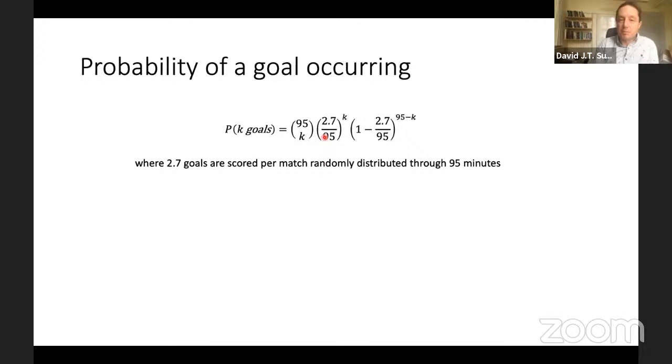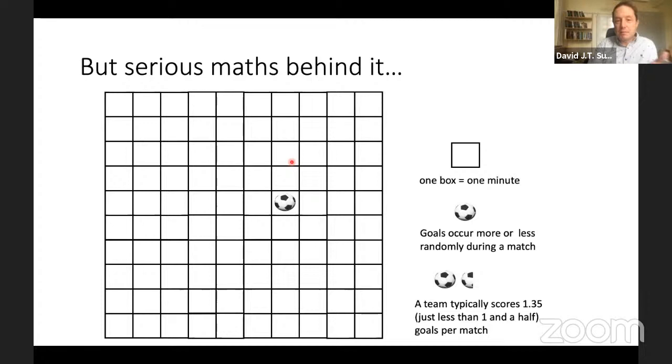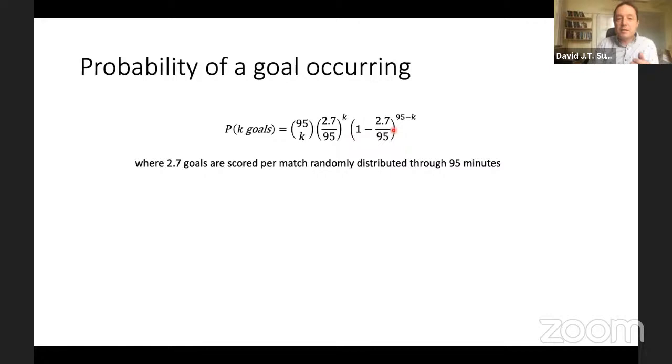2.7 divided by 95 is the probability that any one box is filled with a ball, and the probability that k boxes are filled with a ball is where you just multiply all of those together. But we also have to account for the boxes which aren't filled with balls. That's 1 minus 2.7 divided by 95, the probability that a particular box is empty. The probability a box is empty is bigger, of course, than the probability it's occupied. This is a reasonably large number, about 29 over 30, and it's to the power of 95 minus k, because we take away the k boxes that are filled.